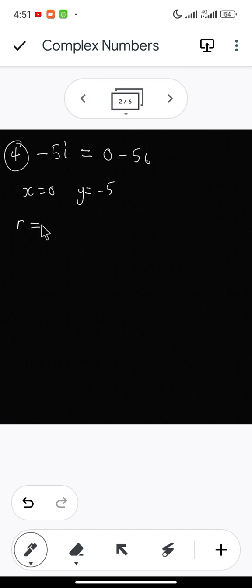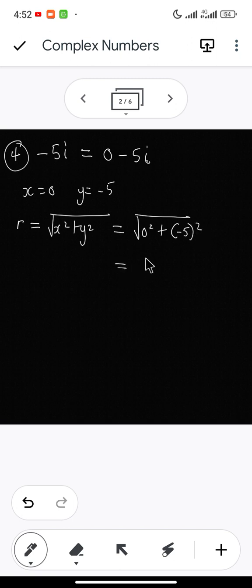The r is going to be the square root of, remember, x squared plus y squared. This gives you the square root of 0 squared plus negative 5 squared. This gives you the square root of 0 plus, remember, the negative sign will disappear because of the even power. So I have 25. This gives us the square root of 25, which is what? 5. So it's safe to say that r is equal to 5.